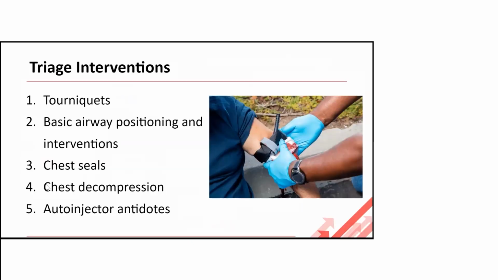In an adult, if the basic airway opening doesn't work, that's it for them. They're dead. Things like putting on chest seals, chest decompression, and auto-injector antidotes. These are the only interventions. No IV lines, IV fluids. I don't know what other things people are doing in the pre-hospital. None of that, okay? Just life-saving interventions and keep it moving, okay?